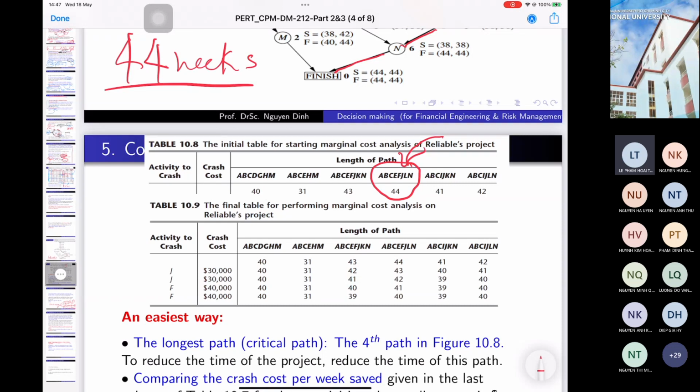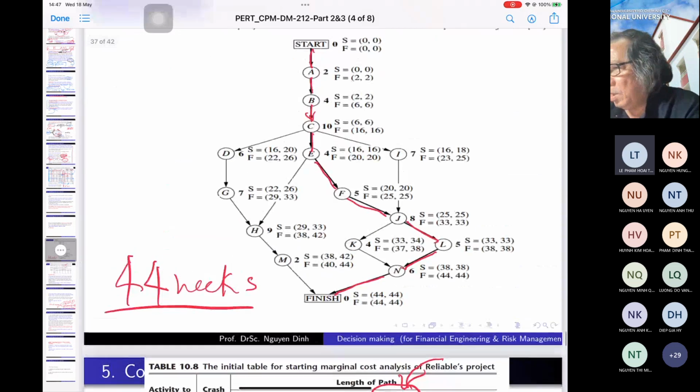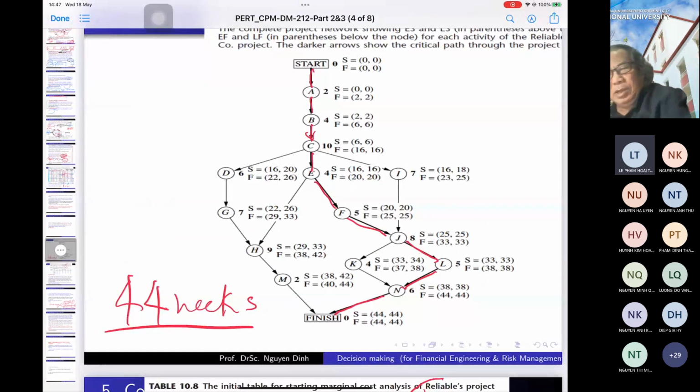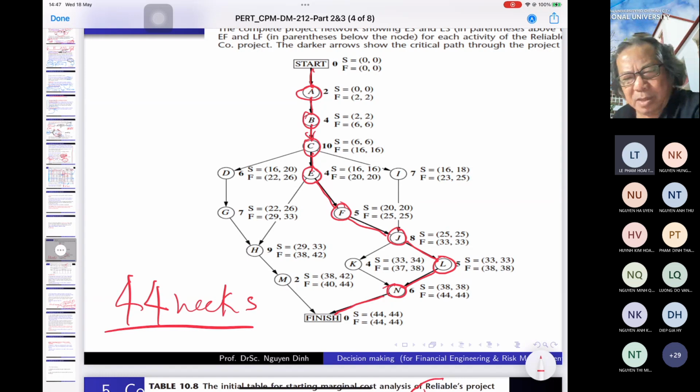Where is here? A, B, C, E, F, J, L, N. So take a look here. What are the nodes that we should reduce? The nodes we can think of to reduce the time first are A, B, C, E, F, J, L, and N. Is that okay? These nodes I write down here already.